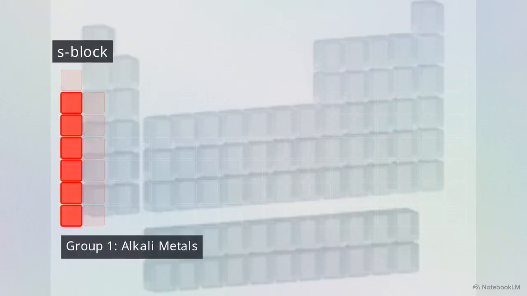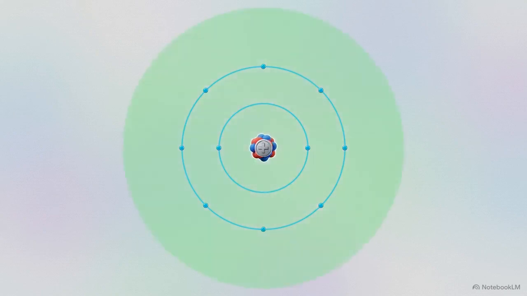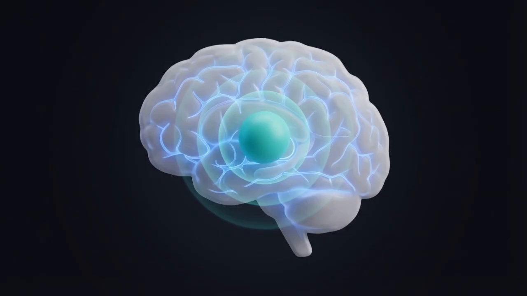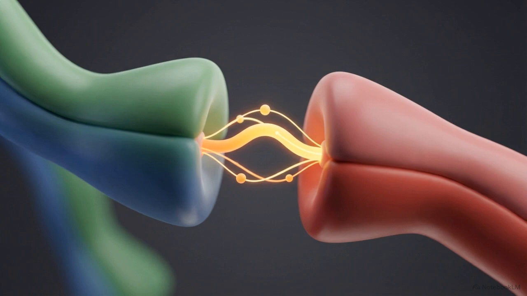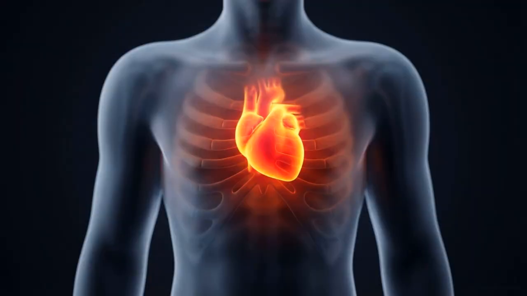Starting on the far left edge, the S block contains the group 1 alkali metals. They all possess a single valence electron that they easily lose, making them highly reactive. That reactivity is utilized continuously inside us. Lithium salts act as mood stabilizers in the brain, while sodium and potassium ions control fluid balance and trigger nerve impulses. Rubidium, sitting lower in the group, is used as a radioactive tracer in PET scans. Doctors use it to visualize blood flow and detect cellular changes in the heart and brain.